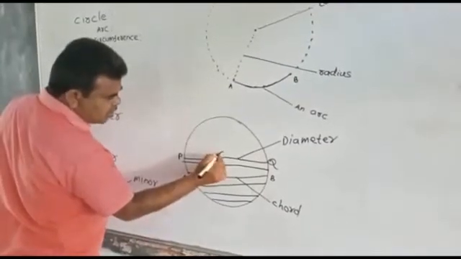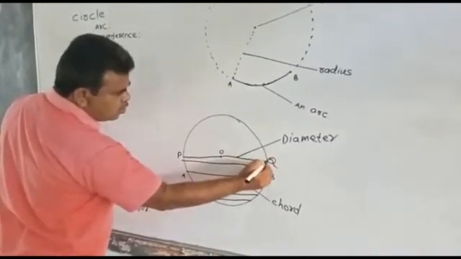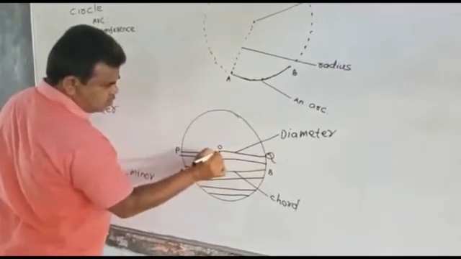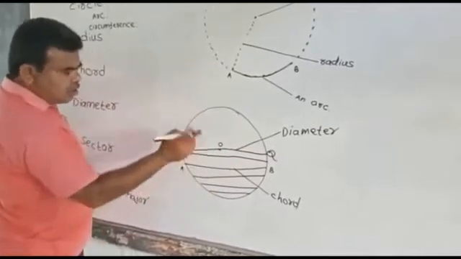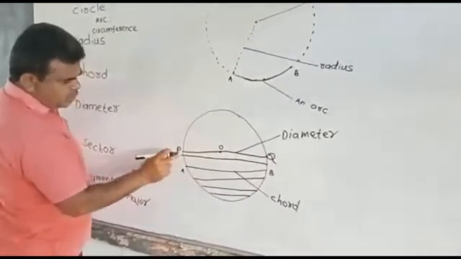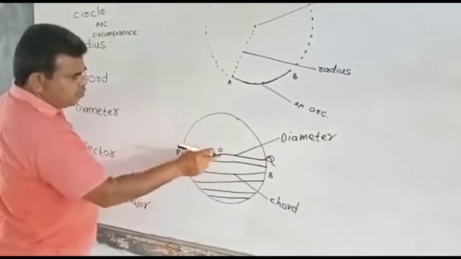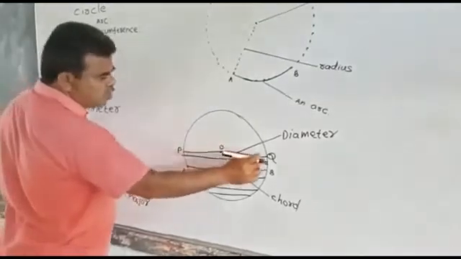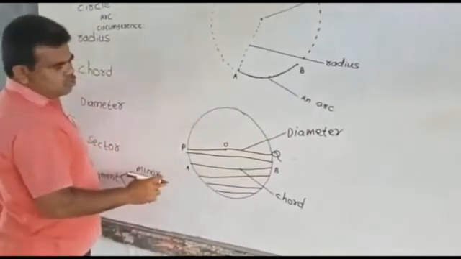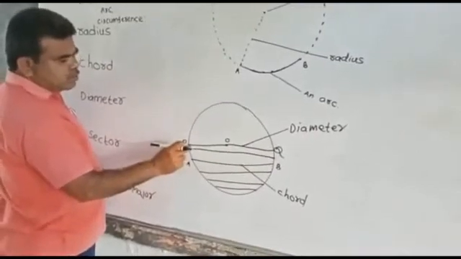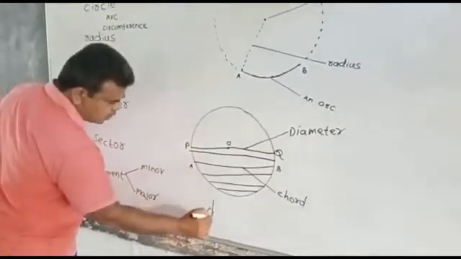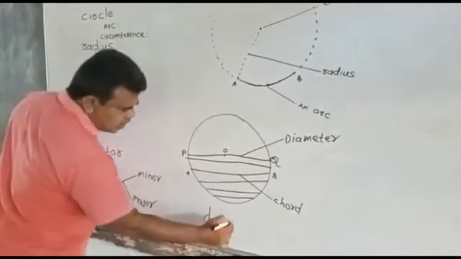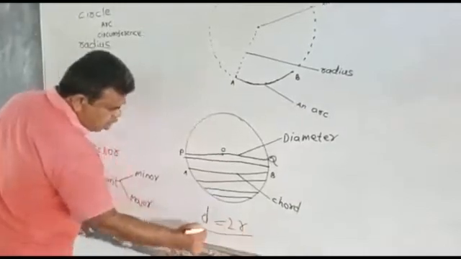Because from the center O to point Q, OQ is 1 radius. Like this, O to P is also 1 radius. So the combination of OP and OQ is PQ. PQ is the diameter. So we can write: diameter is double the radius, D equals 2R.